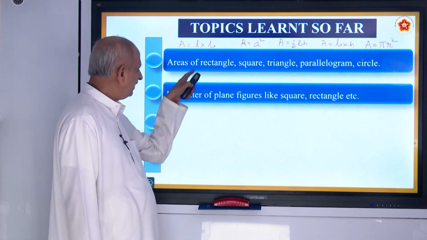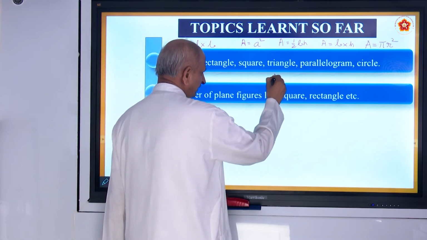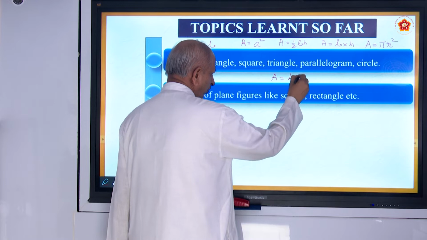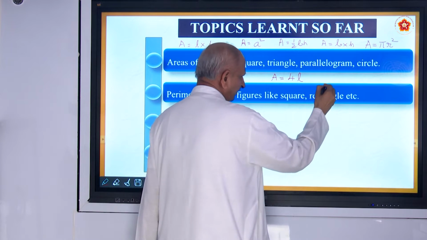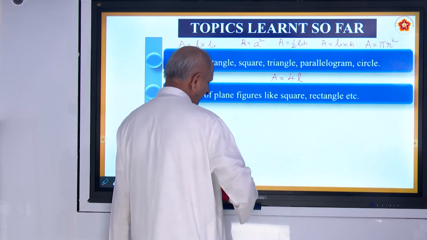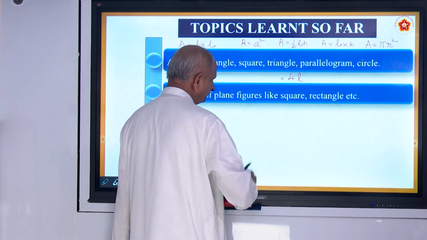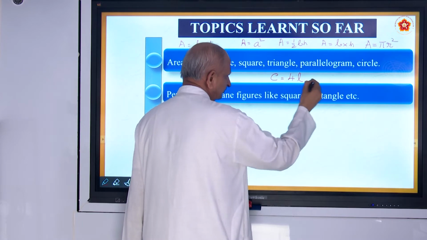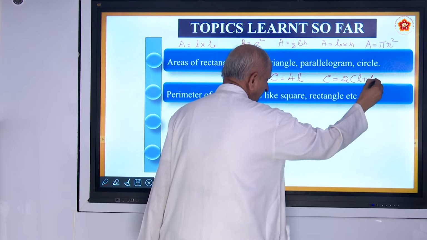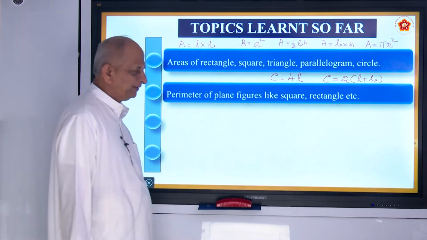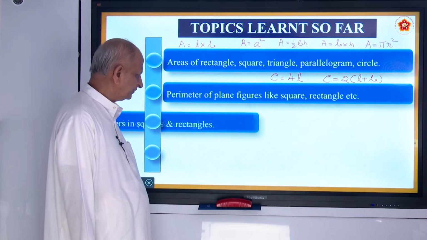And also perimeters. What is the perimeter of a square? Perimeter of a square is 4 times the length, 4L or 4A you can call it. What is the perimeter of a rectangle? And perimeter you can usually call it as C, circumference. So you can write C is equal to 2 into L plus B. 2L plus 2B or 2 into L plus B, correct? So that also we have seen in the previous class.